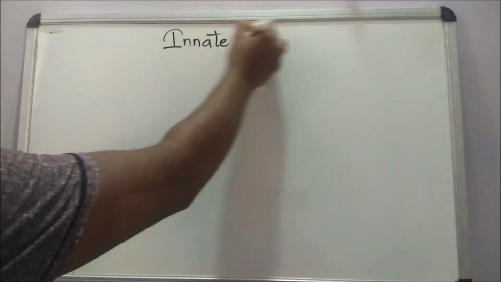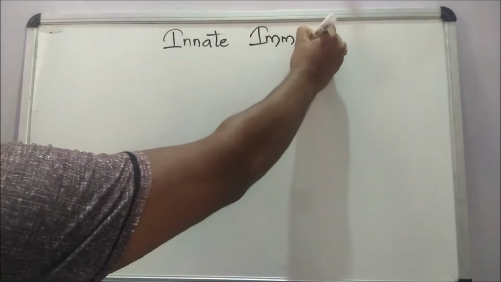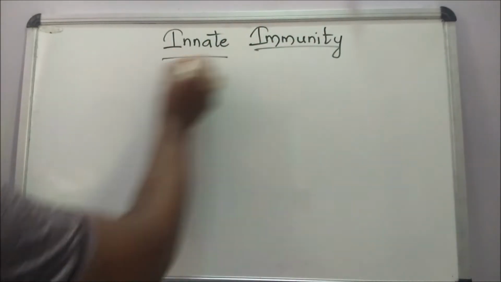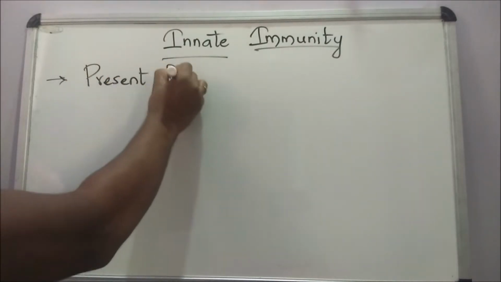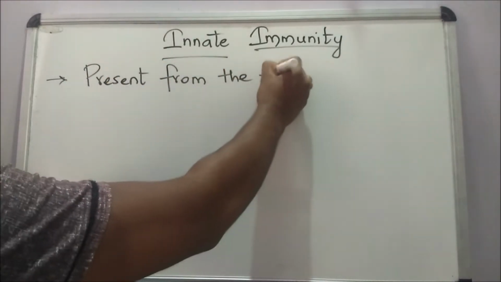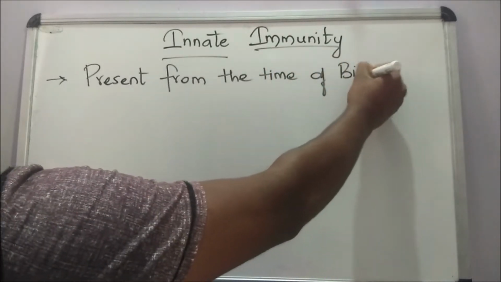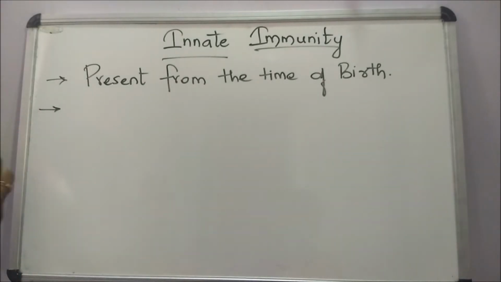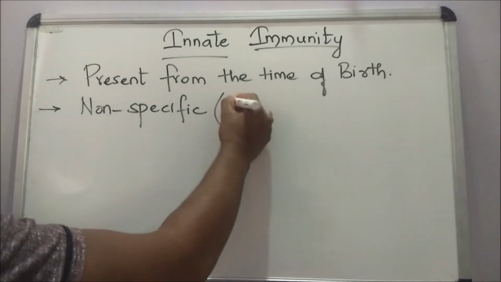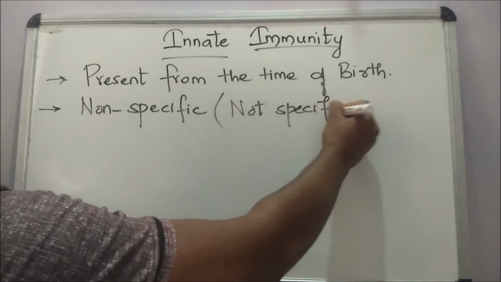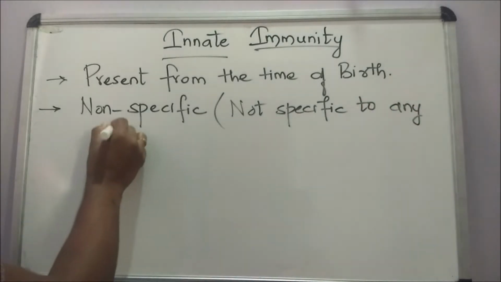Likewise, I explained the term innate in my previous video. The term innate means present right from our birth. The same thing appears here. Innate immunity is present in our body from the time of birth, and it is non-specific. What is non-specific? It is not specific to any pathogen in the world.